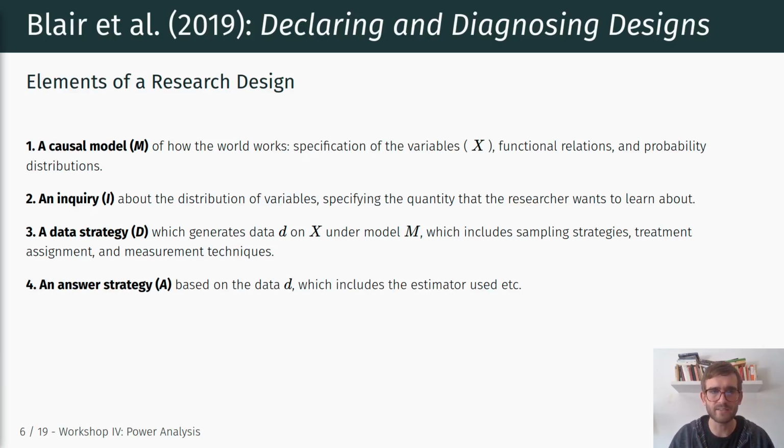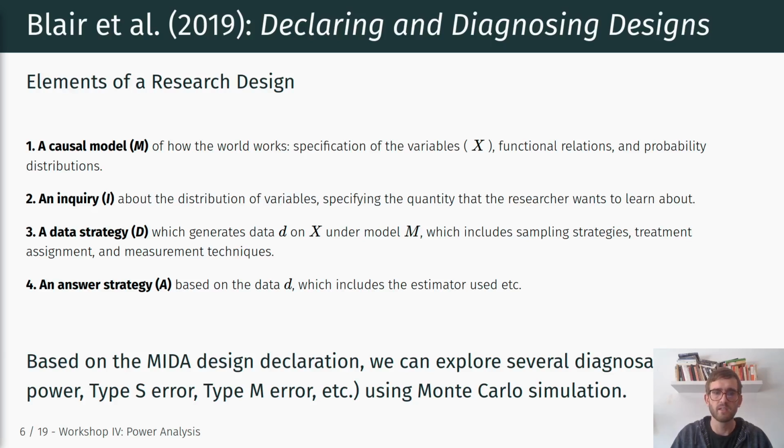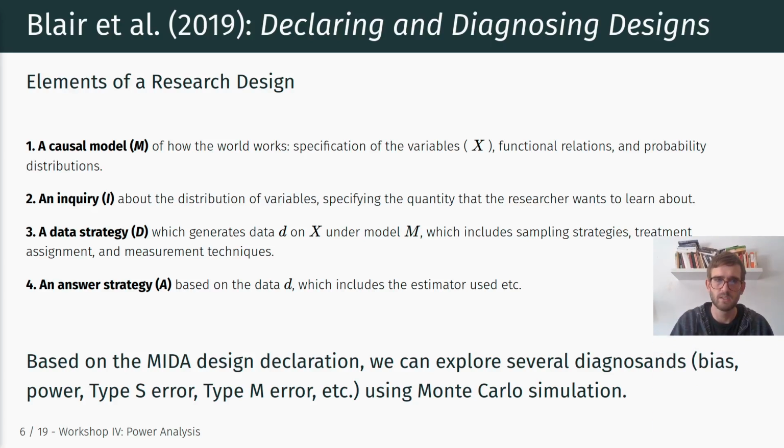Okay, and then we have an answer strategy A, which is based on the data and includes the estimator used, for example, an OLS model with interaction terms or things like that, right? So by declaring each of these components of a research design, we can explore what they call diagnosands. So basically statistics like bias, power, type S error, type M error, and other types of diagnosands using Monte Carlo simulation.